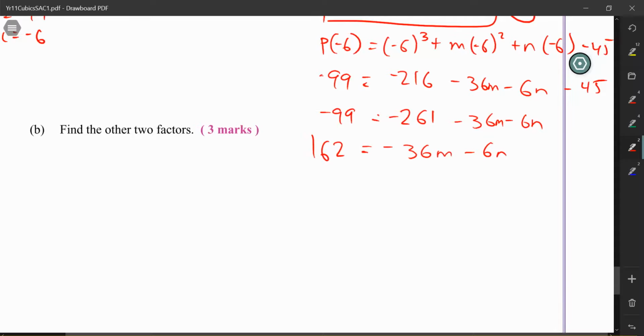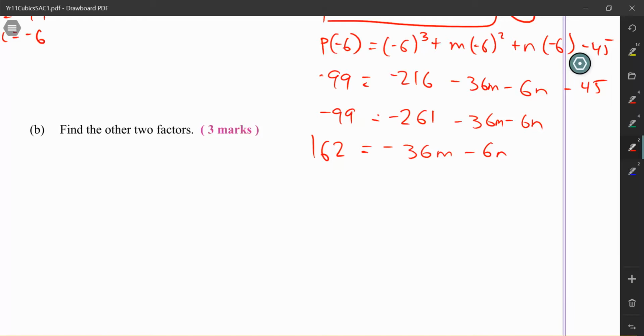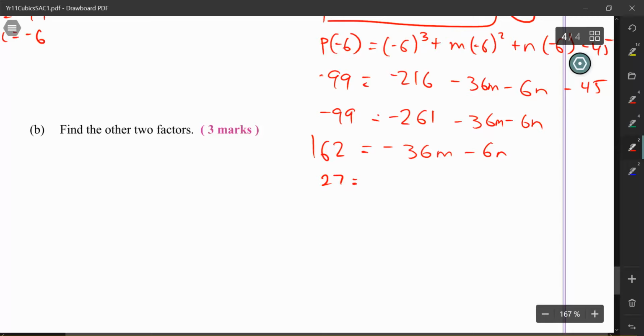I don't know if you have enough space. But anyways, is that a factor of 6? If I divide that by 6, yes, it does work. 162 divided by 6 should be, what is it equal to? 27? I think so. 27 equals negative 6m, and that becomes minus n.